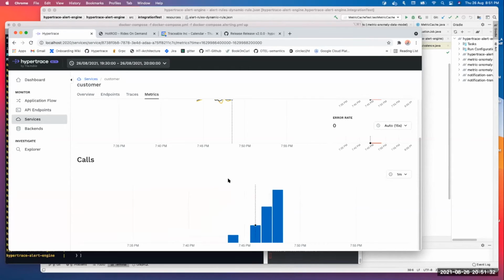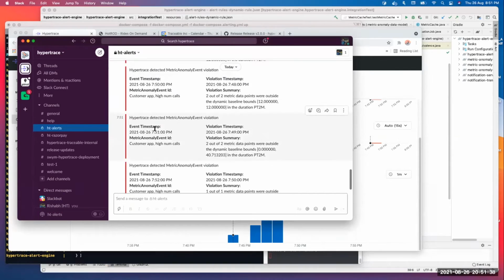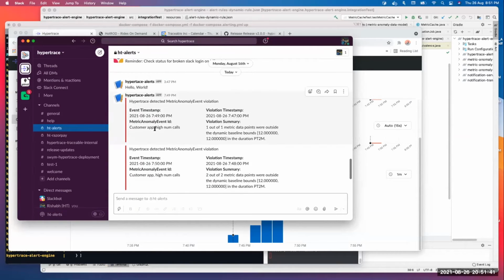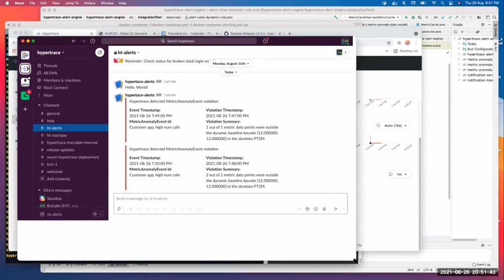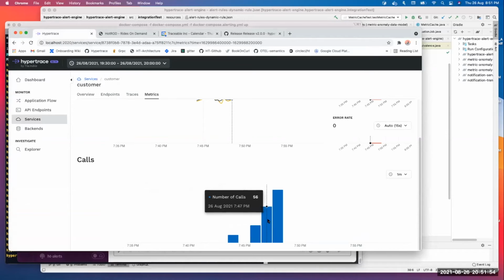Okay. So let me show you the corresponding alerts and we'll try to correlate that alert with these values. These are the notifications that I have received. For demonstration purposes, I have purposefully tried to create such values which will alert me at every minute. So the first alert that I got was at 7:47.